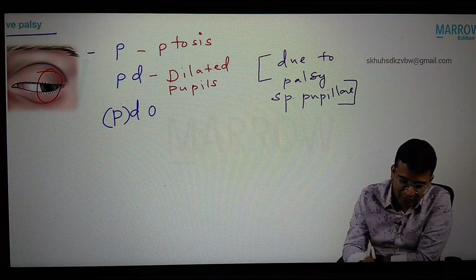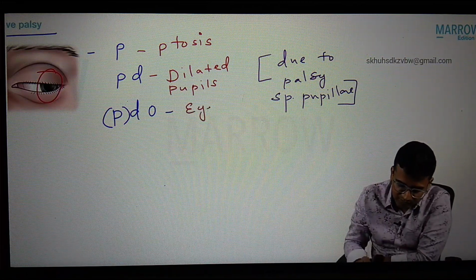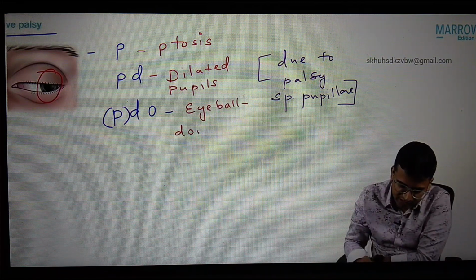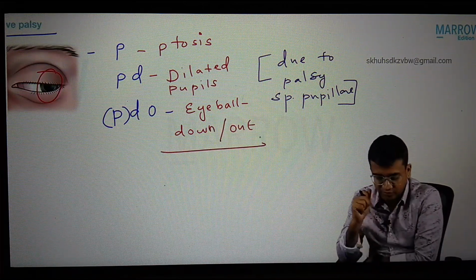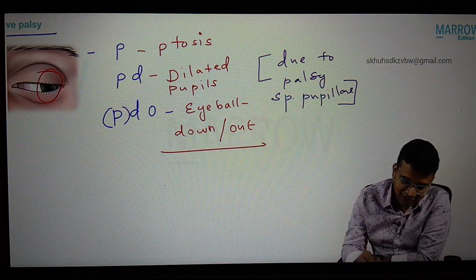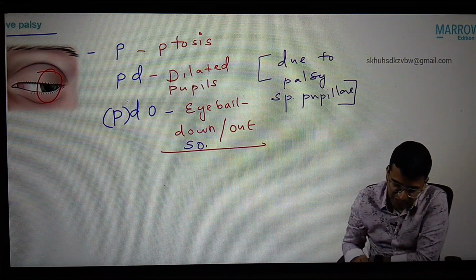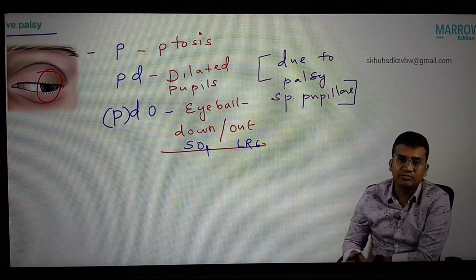Okay. PDO, P silent. The eyeball is down and out. Why? Only two muscles are normal, superior oblique and the lateral rectus. Now the superior oblique muscle depresses the eyeball and the lateral rectus muscle abducts the eyeball. So the eyeball will be down and out.